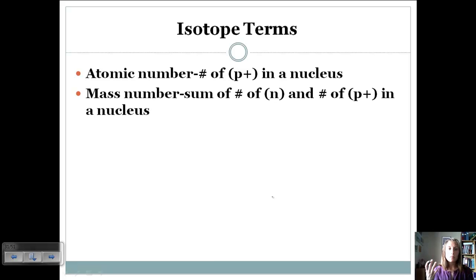And so since we know the number of protons from the atomic number, and if we know the mass number, we can find the number of neutrons. Atomic number and mass number are both found on the periodic table.